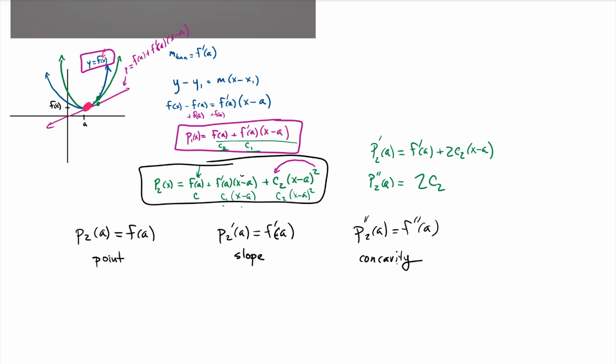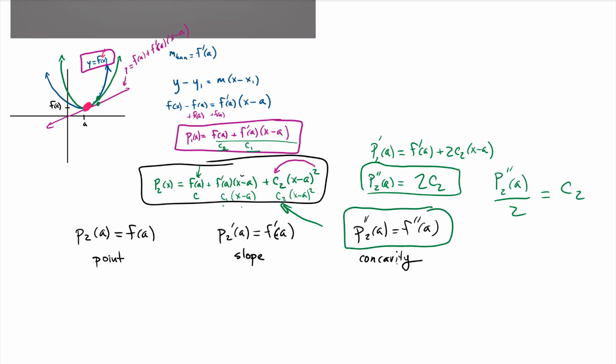By doing this, we wanted to figure out what is going on here. I want to find C sub 2. That's kind of the point we're doing here, so we can plug it in and maybe catch a pattern. So the second derivative of P sub 2 at a, if you divide it by 2, is equal to C sub 2. But we've already said that we needed to have the same concavity. Therefore, we're going to call this f double prime of a divided by 2 equal to our C sub 2. And don't worry, there's going to be a pattern that emerges.